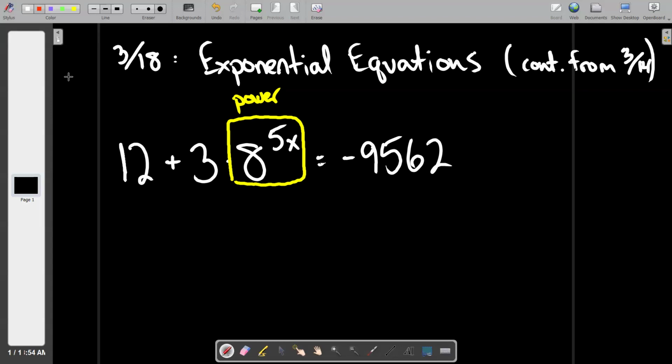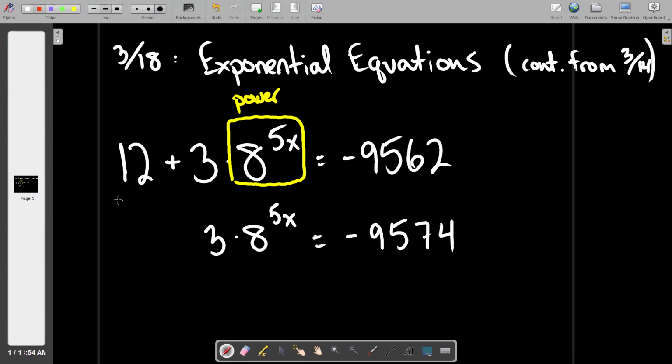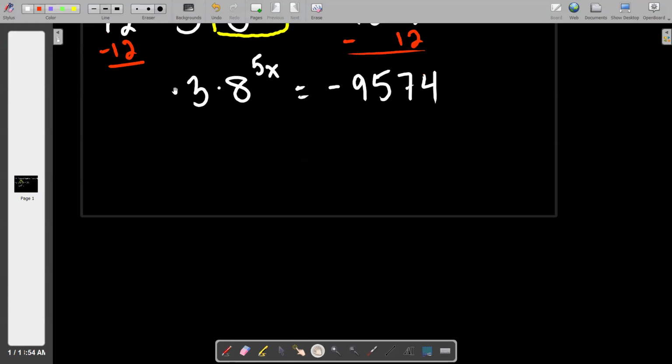So we're going to subtract 12 on both sides. And that's going to leave us with 3 times the thing we're trying to get by itself. And then if you subtract 12 from an already negative 9,562, you get negative 9,574. I will show my work for anyone who's interested. That's minus 12 and minus 12, just like we learned years ago. I'm not ready to do the thing. I still have to divide by 3, so I'm going to divide both sides of this equation by 3.